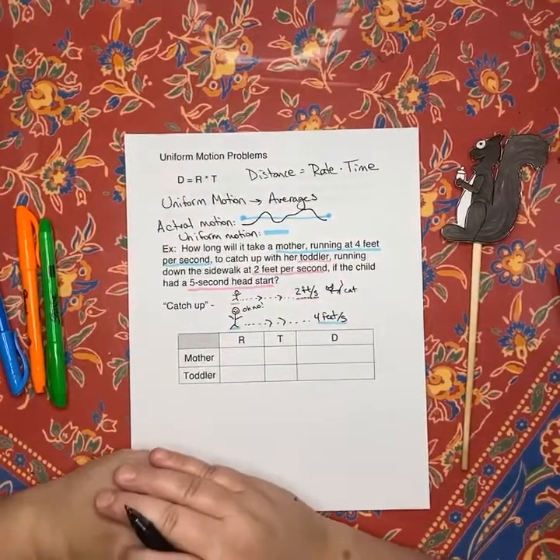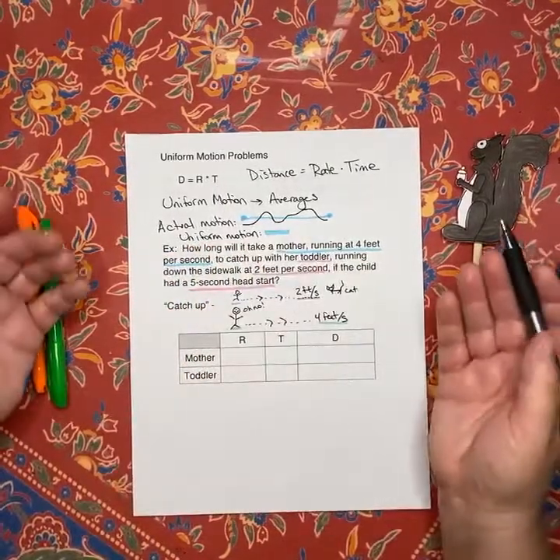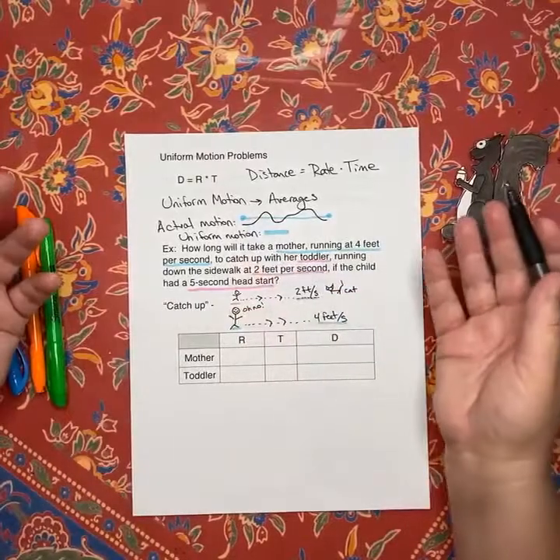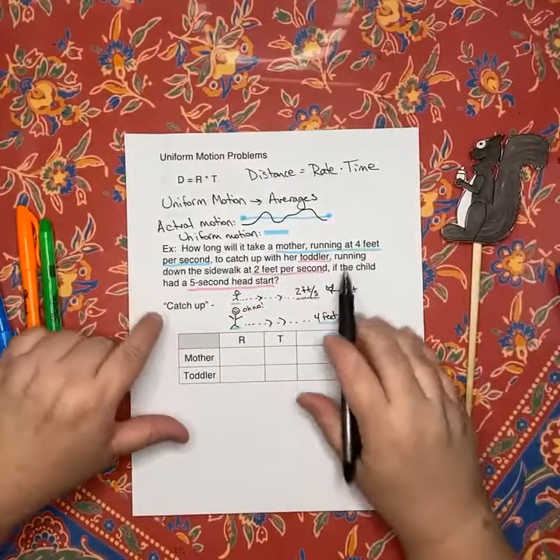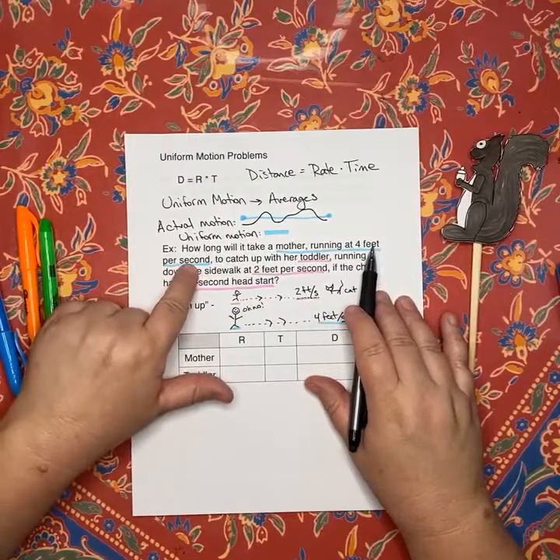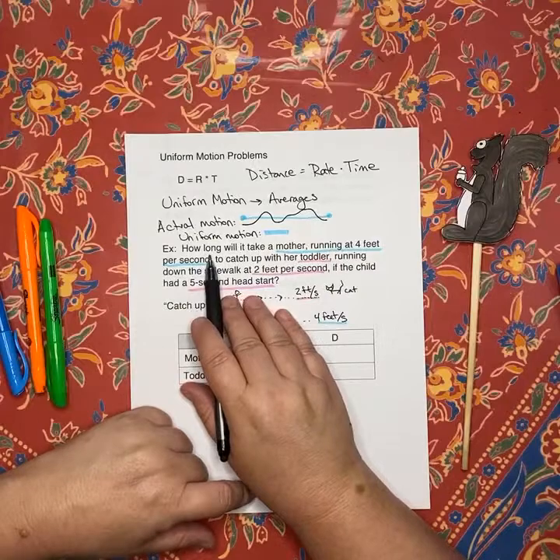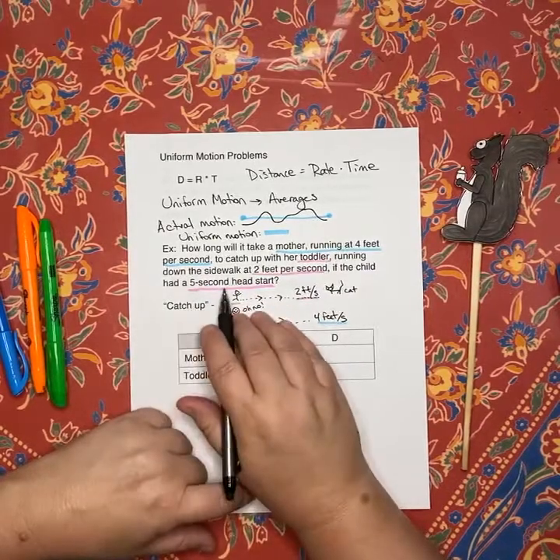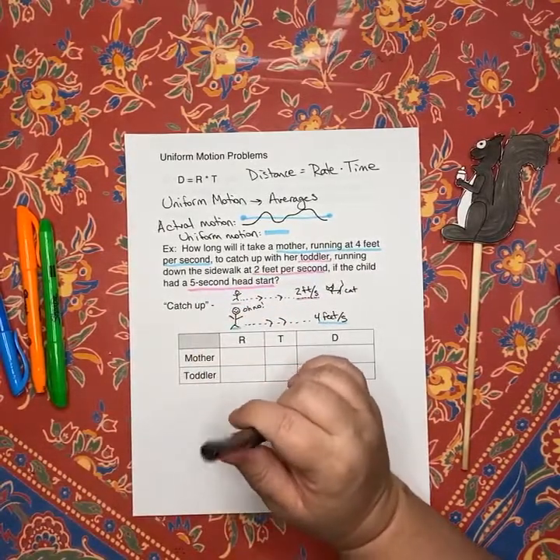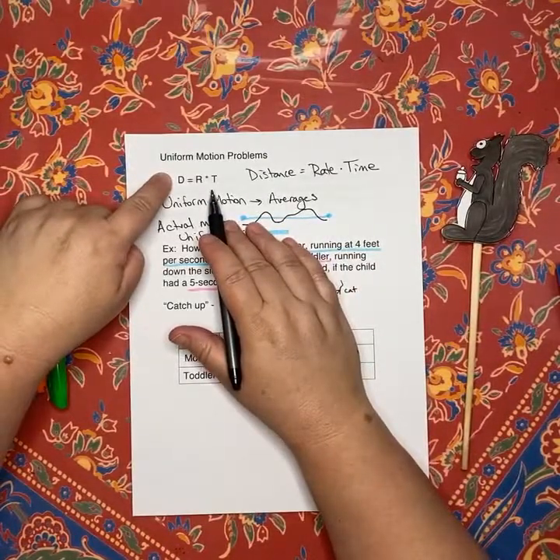So what is the formula I'm using? Well, I'm using distance equals rate times time. How do I know this? Well, because it's written on the page, right? But also I've got feet per second. That's distance per time. I'm talking about catching up. I'm talking about how long, that's time. 5 seconds, that's time. So anytime you start seeing speeds and times, we've got distance equals rate times time.